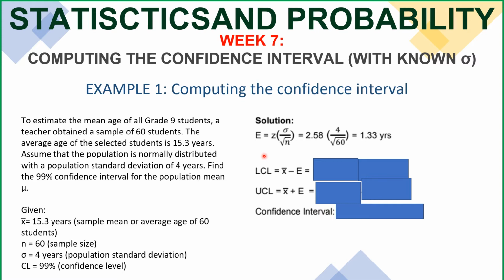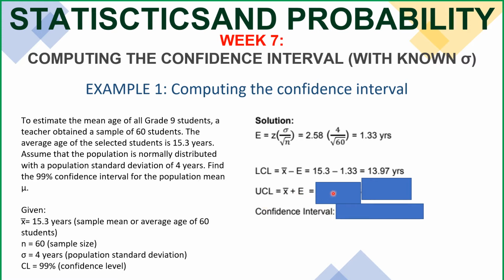Now that we know the margin of error, we're now ready to solve for the lower confidence limit and the upper confidence limit. So, substitute lang the x prime minus the margin of error. We have 15.3, which is the sample mean, minus the margin of error. We have 13.97 years.